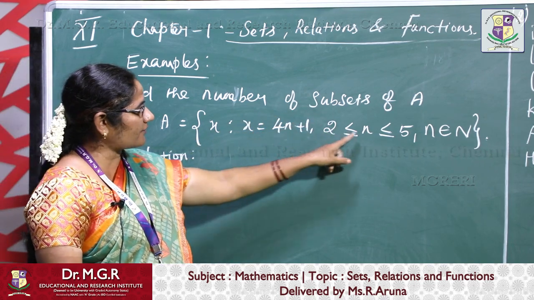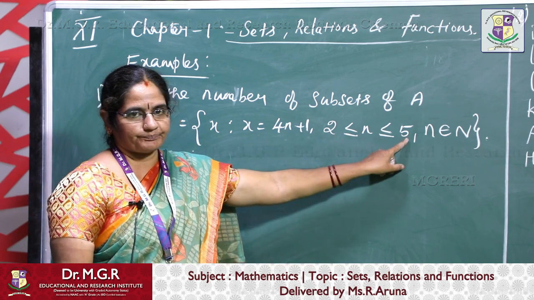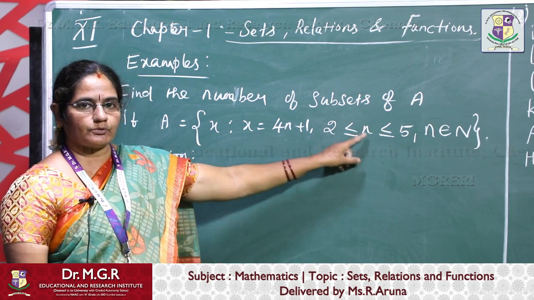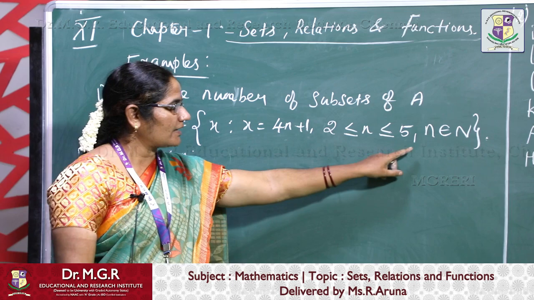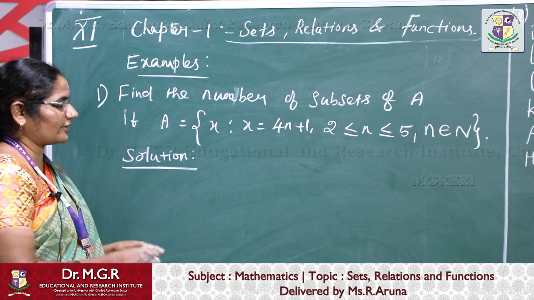So the range of n is given here. It ranges from 2 to 5. The equality symbol shows we can take n equal to 2 to 5, so n is a natural number. Now we shall see the solution for this.